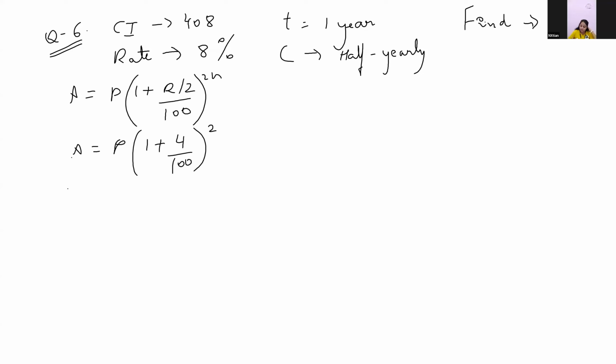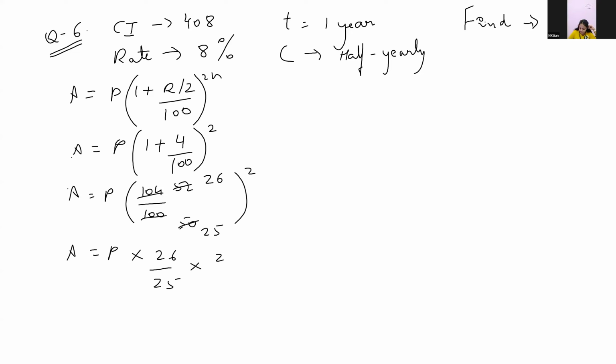Now solve 4 by 100. Amount equals P times 104 by 100. Okay, cancel. 52 and 50. Cancel again. 26 upon 25, raised to the power 2. So amount becomes principal times 26 upon 25, and I have to do it 2 times. So 26 upon 25 multiplied by 26 upon 25. Can anything be cancelled? No. We cannot cancel anything. So multiply 26 and 26, multiply 25 and 25.